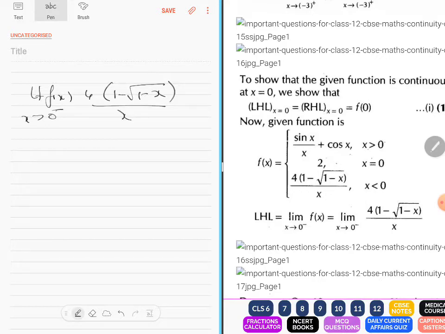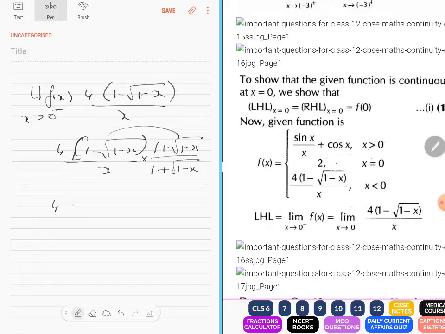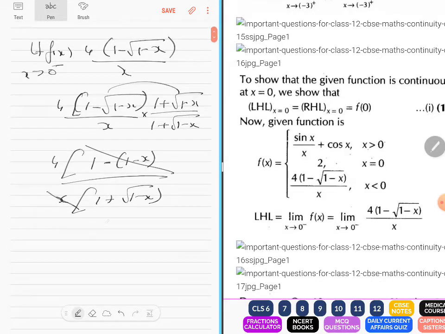The denominator is becoming 0, so the only thing you can do is rationalize: 1 minus root of 1 minus x by x, into 1 plus root of 1 minus x by 1 plus root of 1 minus x. Can you see it's a square minus b square? So 1 minus (1 minus x), when you remove the bracket, becomes just x, and the denominator x is getting cancelled, correct? So now you can substitute x as 0. So 4 by 2, so the answer is 2. And at that point also it is 2. Let's see the right hand limit.